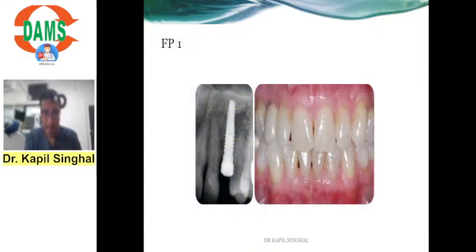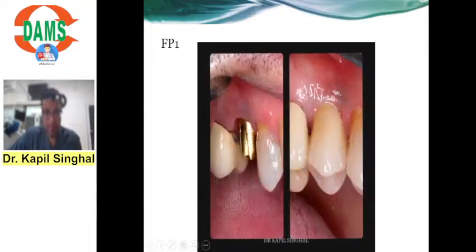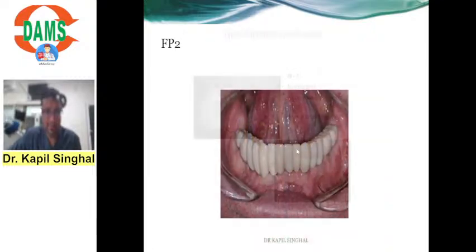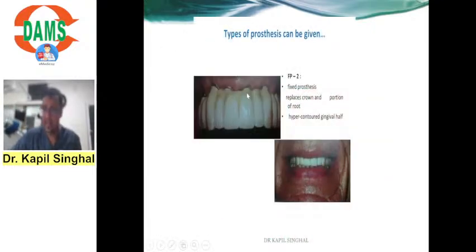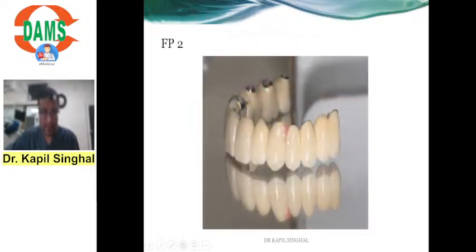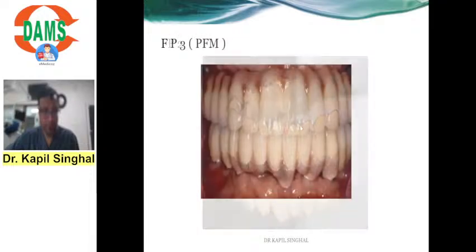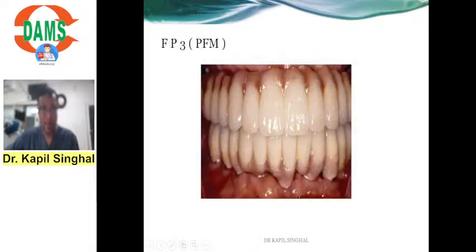So this is an example of FP1. This is an implant crown, same crown length as natural tooth, FP1. This is again FP1. This is FP2, already discussed. This is again FP2. This is again FP2. Now this has white and pink in it.